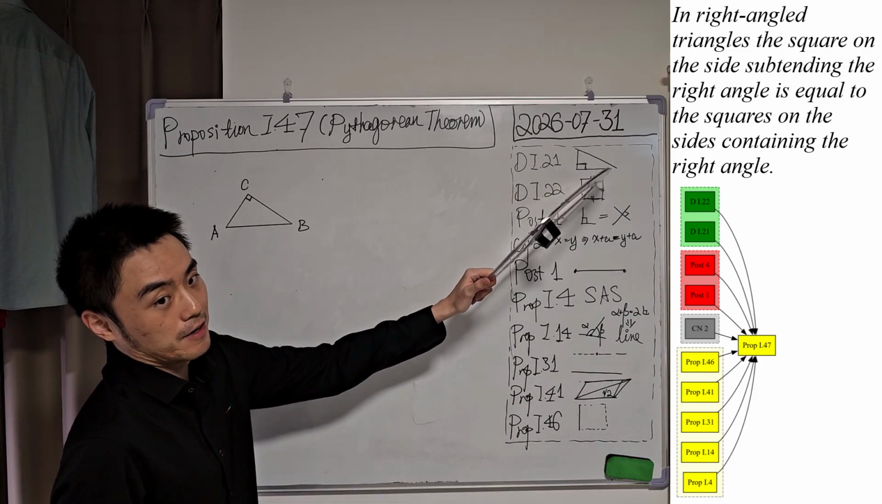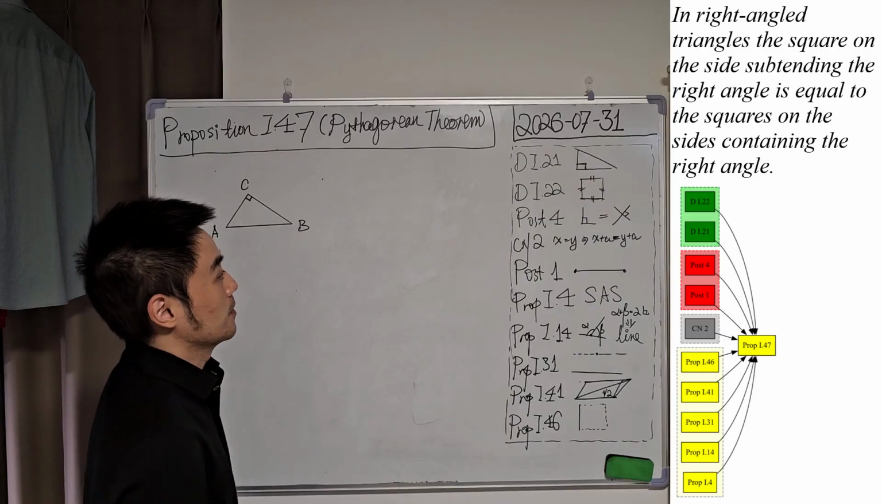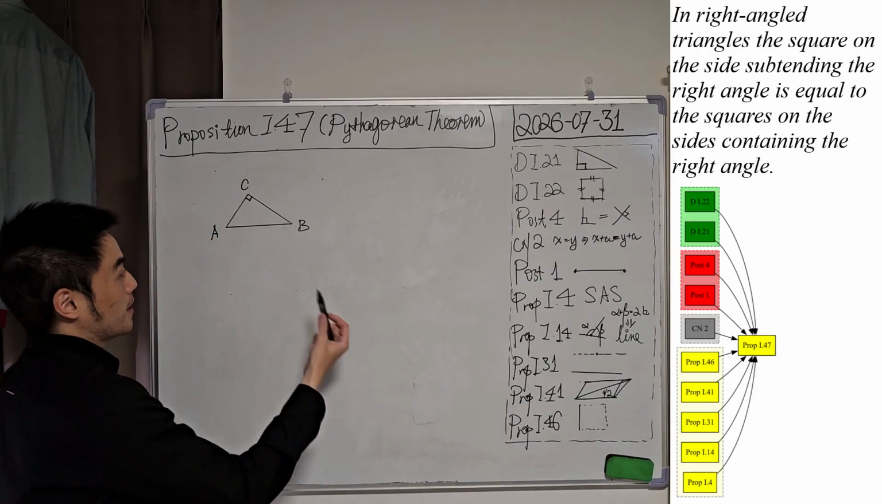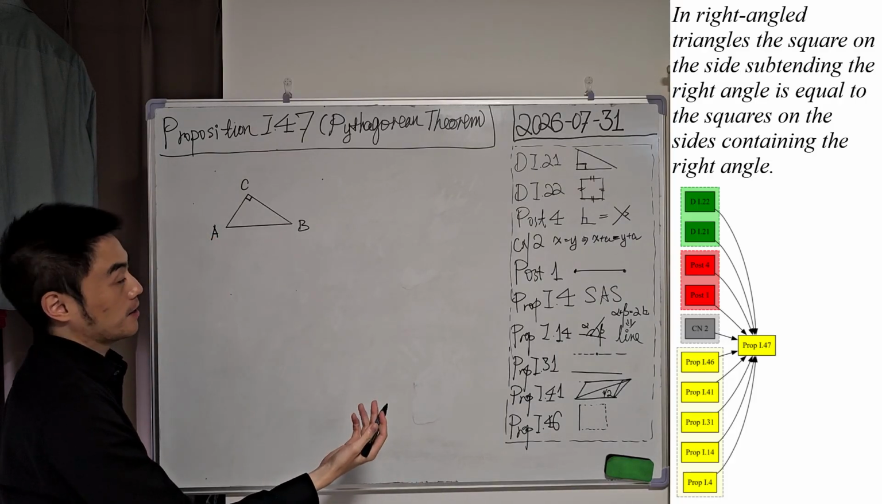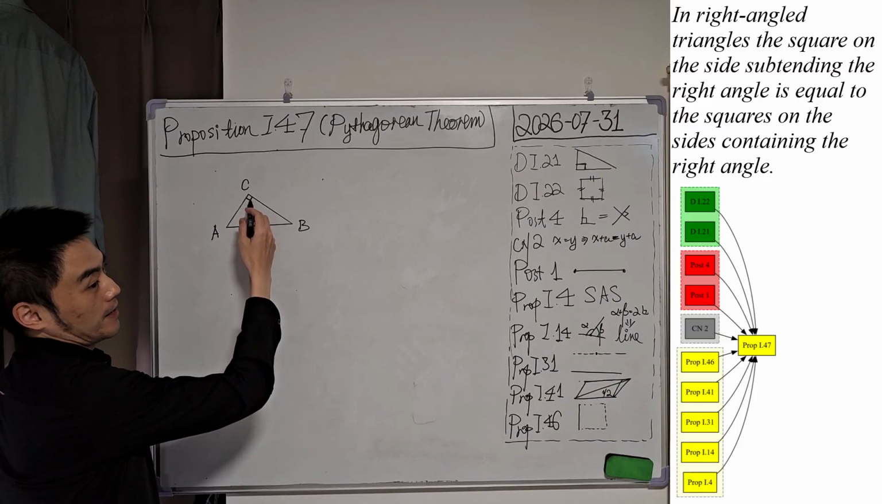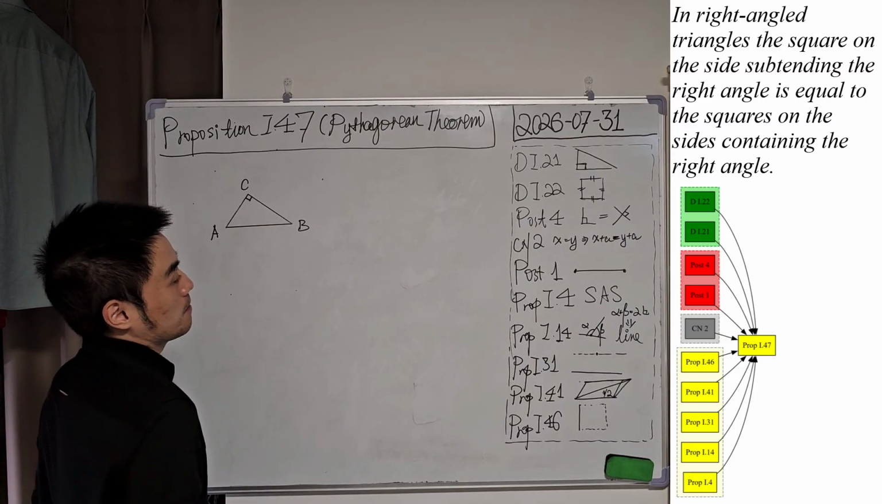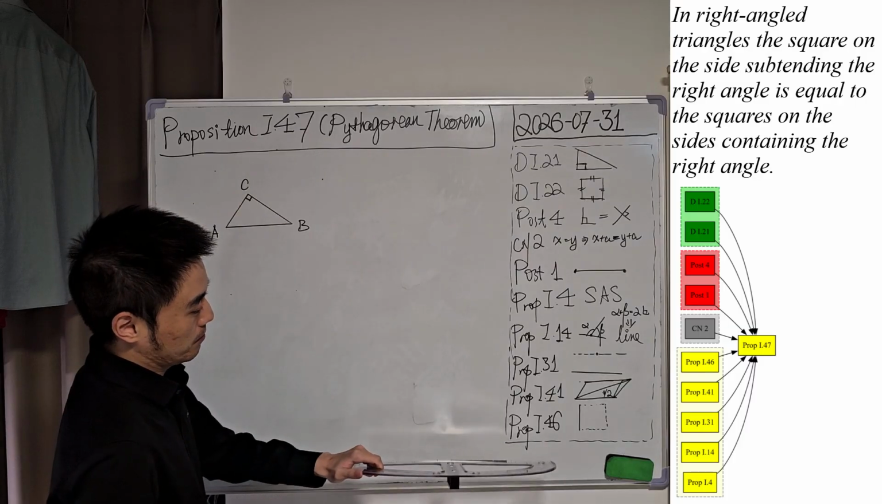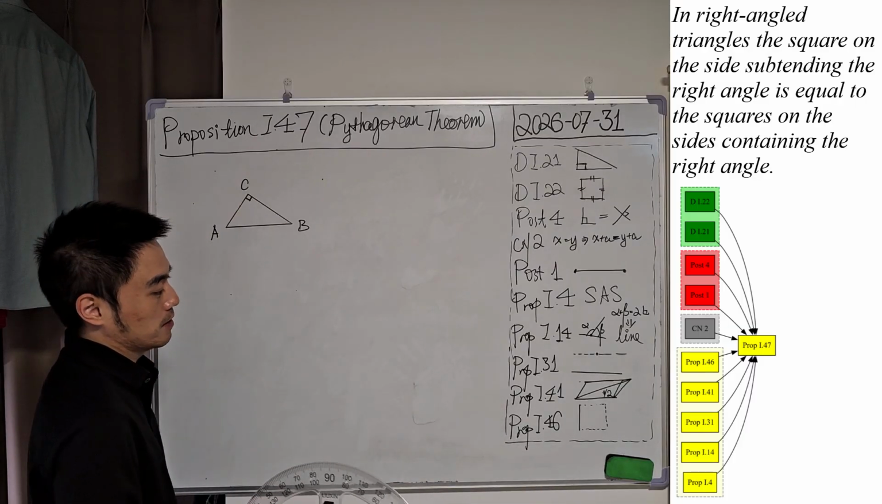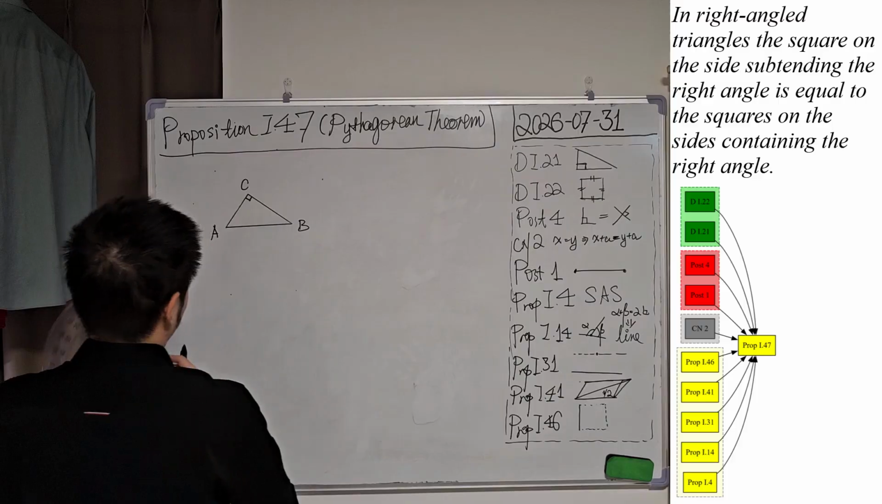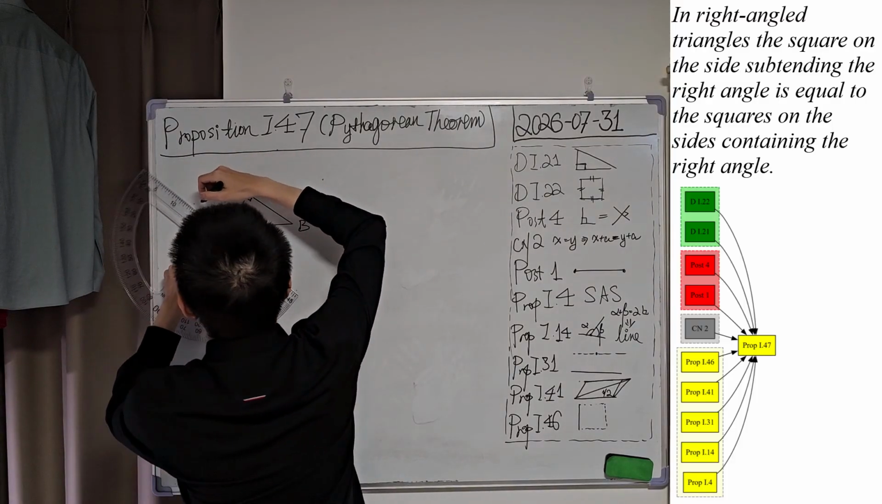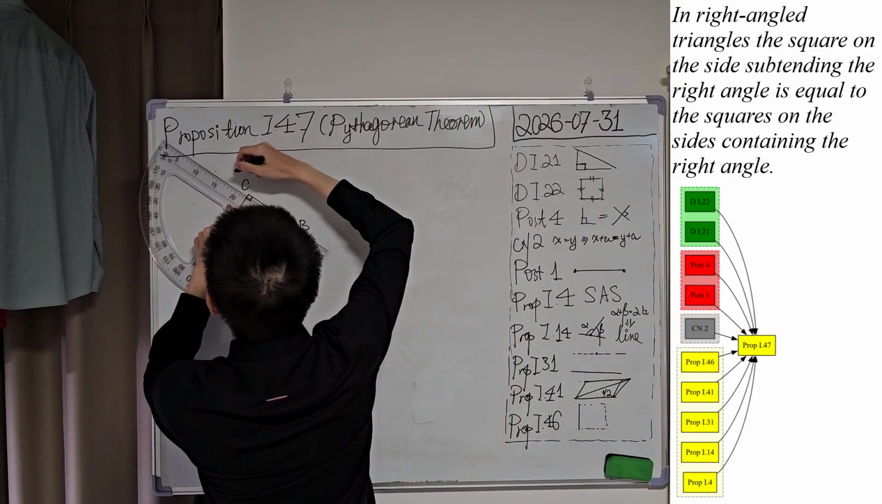First of all, please recall definition 21. What is a right angled triangle? It is a triangle that contains a right angle. Let's assume angle C is a right angle here, and let us apply proposition 46, which we've just proved, to construct three squares on the three sides of this triangle.